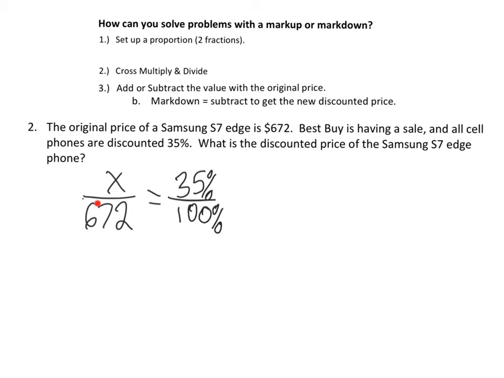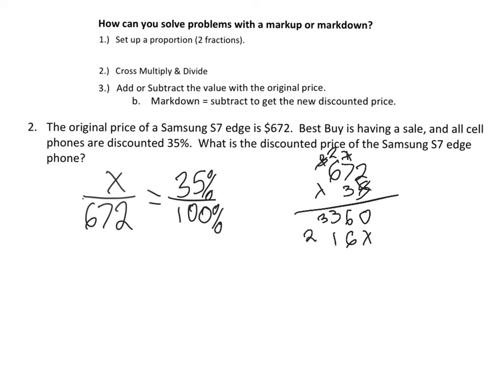We're going to do 672 multiply by 35. 672 times 35. 5 times 2 is 10. Carry the 1. 5 times 7 is 35. Plus 1 is 36. 5 times 6 is 30. Plus 3 is 33. We're going to cross out what we've already used. Put an X for place value. 3 times 2 is 6. 3 times 7 is 21. Carry the 2. 3 times 6 is 18. Plus 2 is 20.